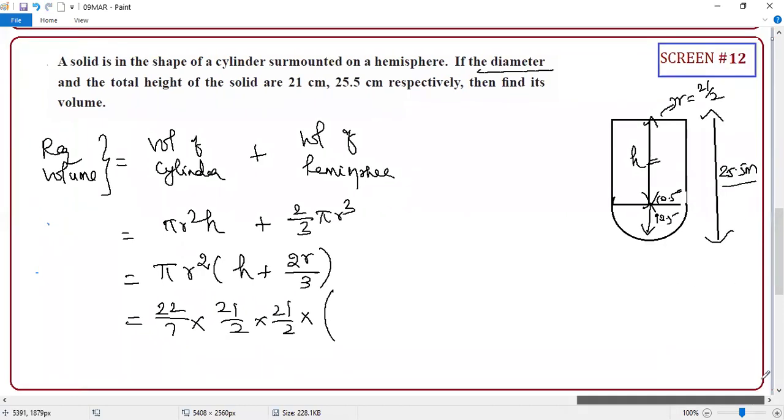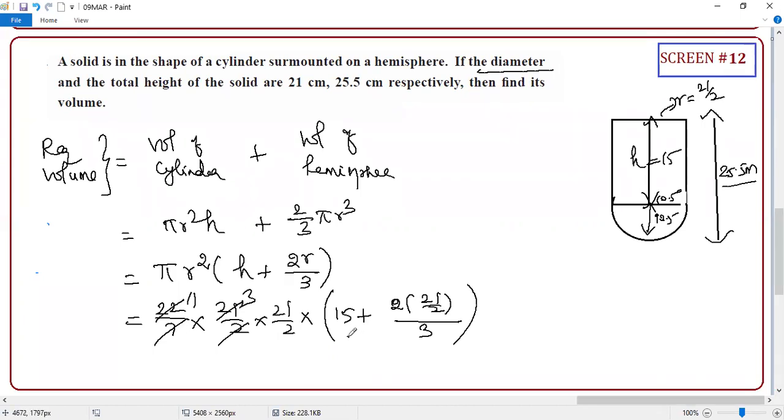So now tell me, guys, what is this height? Remove 10.5 from here. What is the final answer? 15. Excellent. 15 is the answer. Guys, 15 plus 2 r. R is what, student? 21 by 2. By 3. Guys, everything is done. Substitution is done. Proper substitution. Now your work is cancellation.